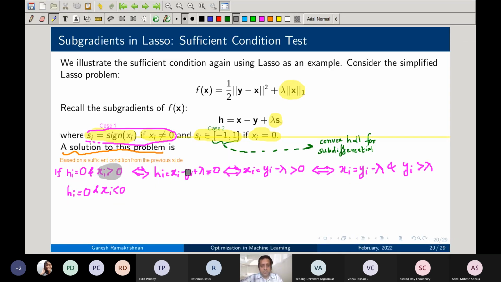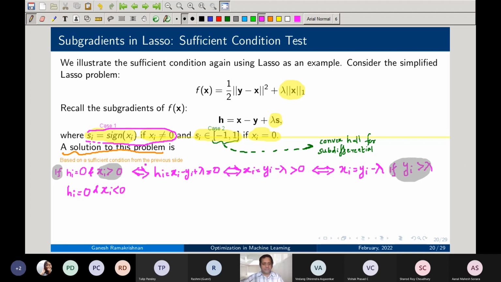We had xi greater than 0, and hi equal to 0 got used, so that's consistent everywhere. But here I have flipped: I have gone from xi greater than 0 to yi greater than lambda, because that's what we know. So let me just change this to if. That's where we began. This should be easy to see. Call it xi star if you want. Xi star is yi minus lambda if yi is greater than lambda.